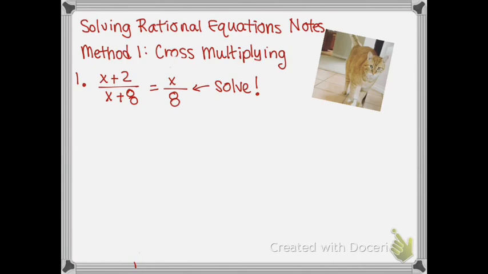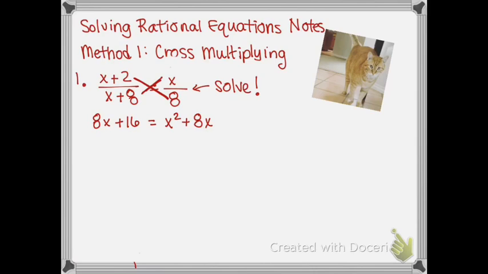So to cross multiply, we're going to multiply the 8 and the x plus 2. So let's distribute the 8 to the x plus 2. So distributing, we get 8x plus 16. Let's multiply the other direction, and we're going to distribute that x to the x plus 8. So distributing, we get x squared plus 8x. Ooh, that's a quadratic. What form do we get a quadratic in before we can factor?